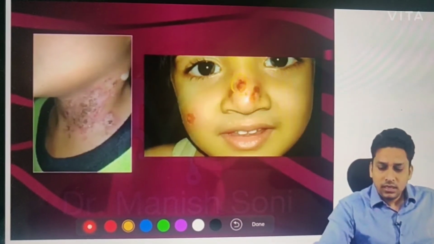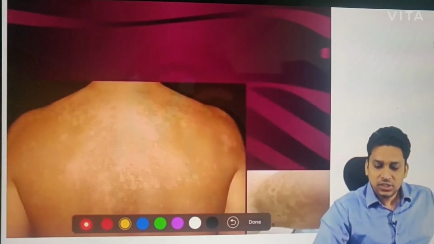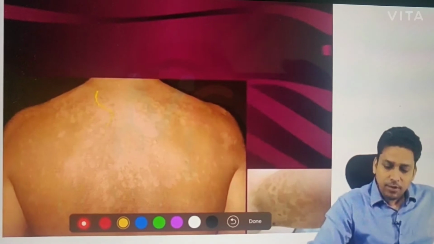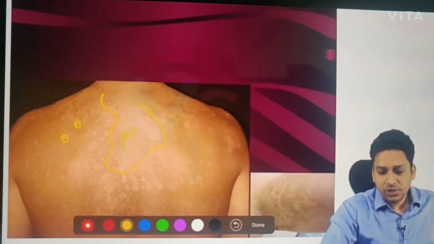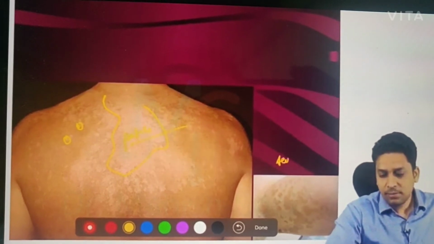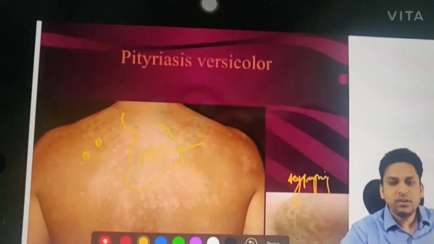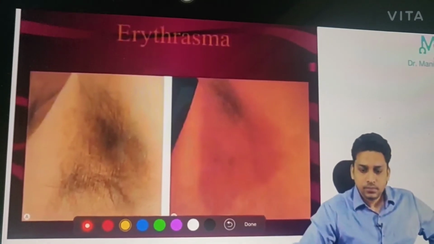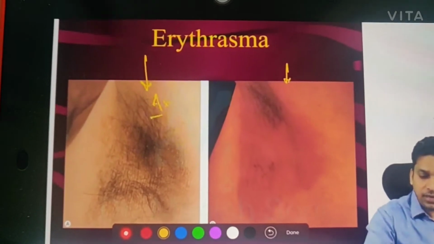Here again you can see a child over face having these crusted lesions. If you find hypopigmented lesions which are initially small but have formed a large patch here, sometimes they are hyperpigmented as well, this is pityriasis versicolor. Here you can see axilla is the common site. Under Wood's lamplight, coral red color is seen.